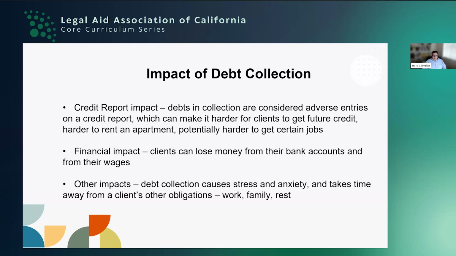Financial impact. So the clients can lose money in a variety of ways. Bank accounts, there can be a bank levy. However, there's a new law that went into effect about 2 or 3 years ago. It used to be that judgments would last for 10 years and they could be renewed every 10 years forever. They can now only be renewed one time for 5 years. Also, it was a 10% interest rate. Now the interest rate's only 5%.